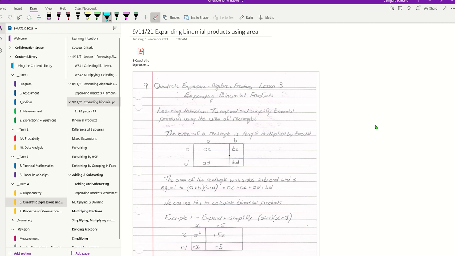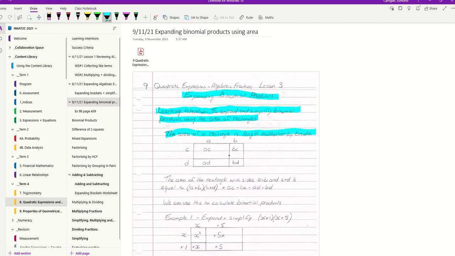Morning, Year 9. Today we're going to look at expanding binomial products. So this is new. This is expanding brackets when we've got a bracket multiplied by a bracket. Our learning intention for today is to expand and simplify binomial products using the area of rectangles. So the area of a rectangle is length multiplied by breadth. We've done that one before.